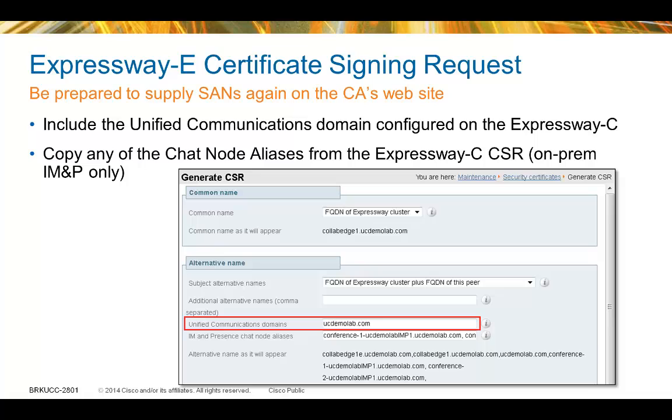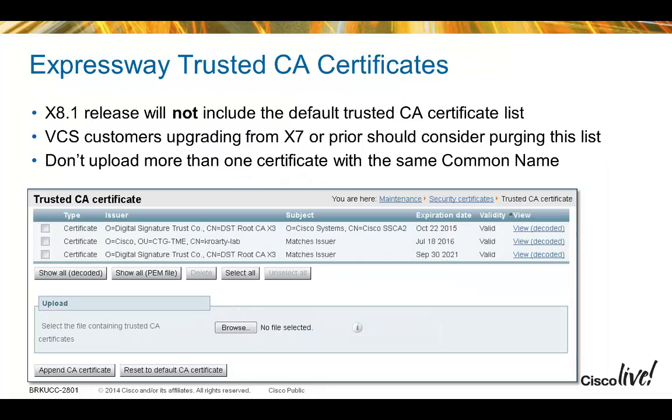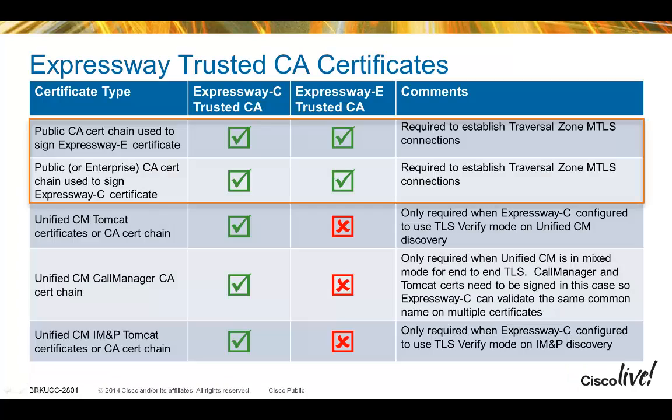The Expressway E generating the CSR, this is where you see that domain that we've been highlighting. You make sure you get that as a SAN in the cert as well. On the Expressway trusted certificates, Expressway doesn't come with any trusted CAs anymore. VCS used to. You might want to purge those out. There are some old invalid certs at this point if you're upgrading, but we're no longer bringing those forward.